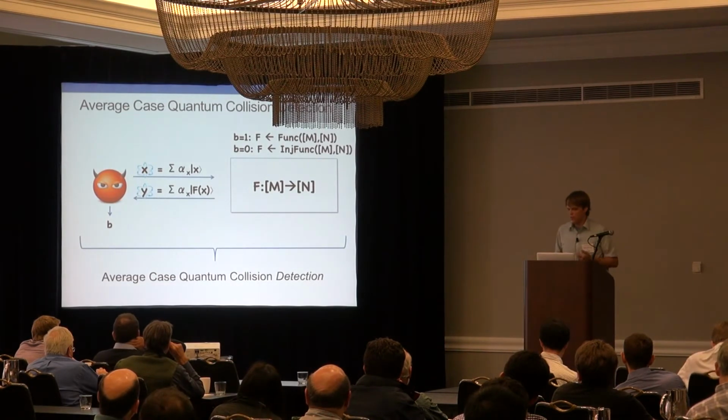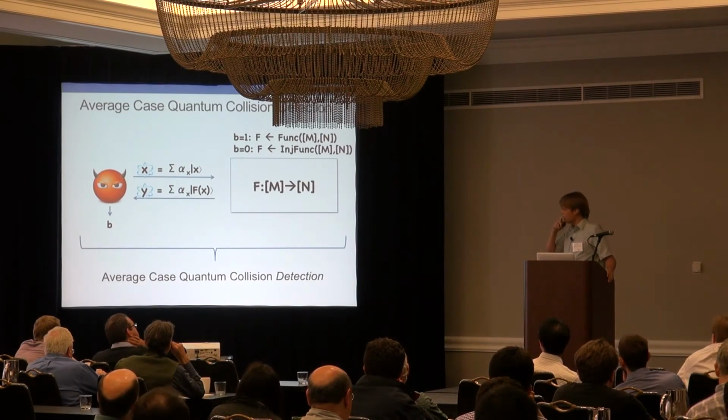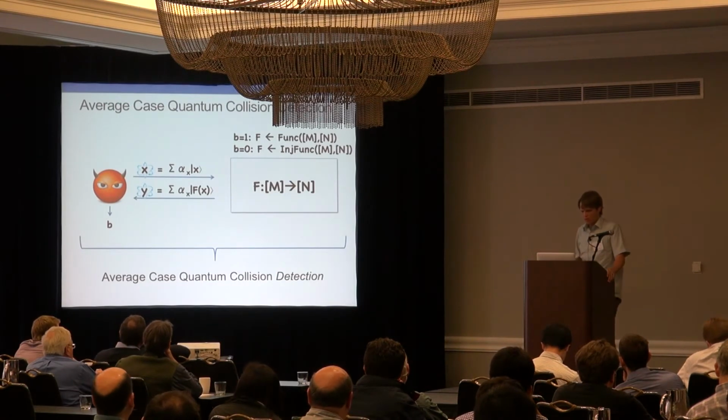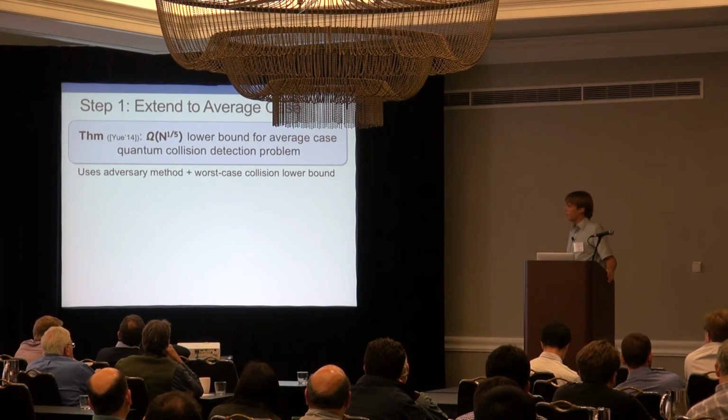So first I just want to define the average case quantum collision detection problem, and this is the problem of basically distinguishing a random function from a random injective function. Okay, so it turns out that we can extend the lower bounds to the average case problem.